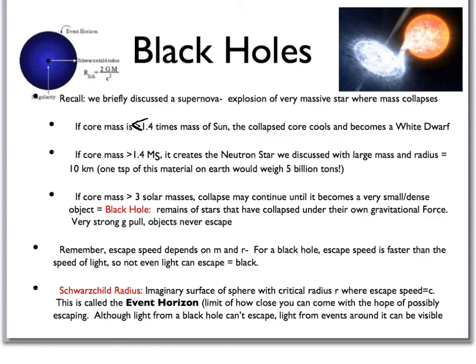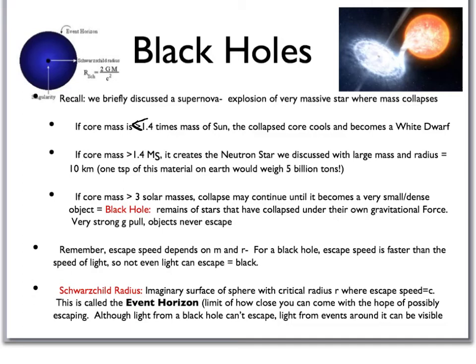An amazing thing. However, if you take a core mass that is greater than 3 solar masses, or 3 times the mass of the sun, that collapse could continue even further and actually continue to the point where it becomes a very, very small, dense object that we call a black hole. A black hole is basically the remains of stars that have collapsed under their own gravitational forces. And that pull from gravity is so strong that objects cannot escape.